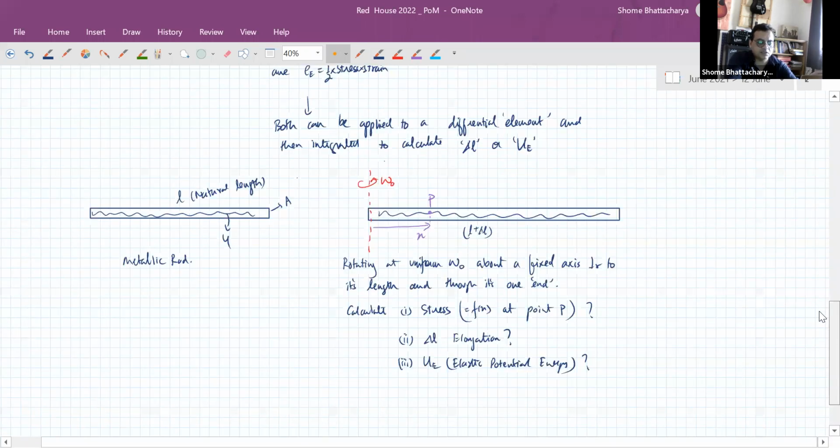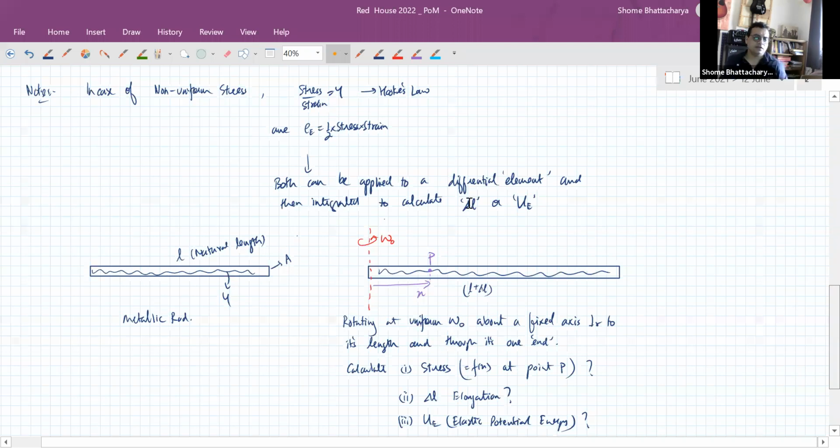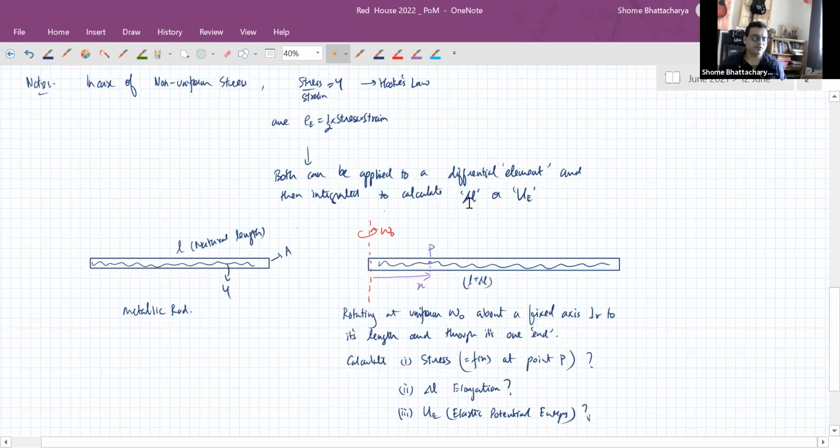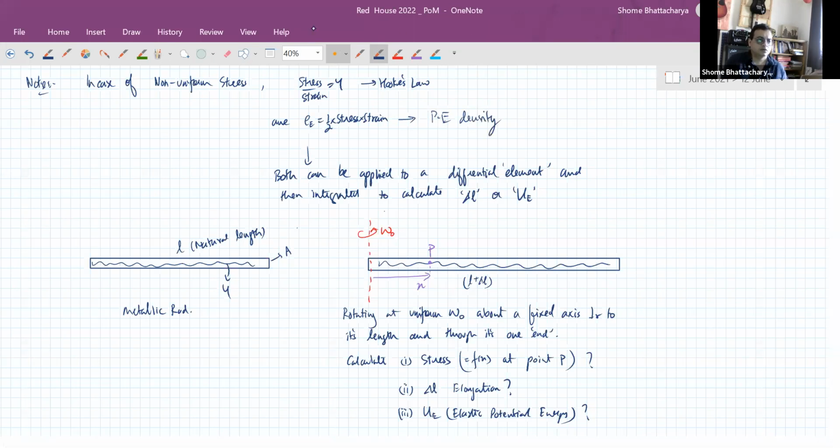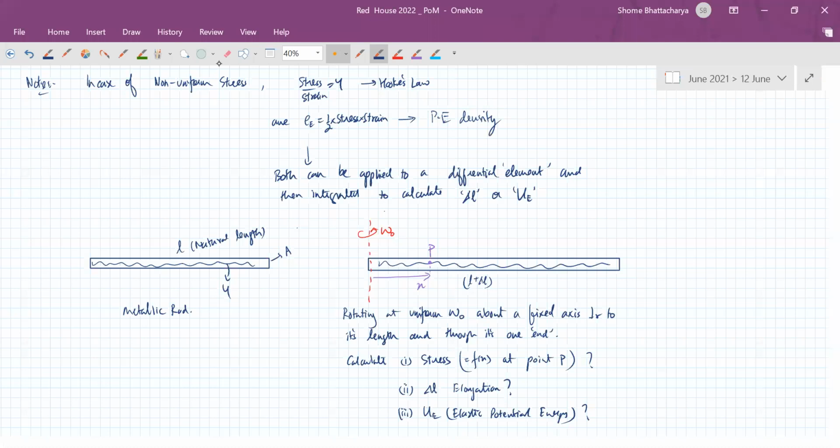So we have to calculate these by using this concept above, that both Hooke's law and the formula of elastic potential energy per unit volume, or energy density formula, can be applied to a differential element of a material when there is non-uniform stress. And then we can integrate that over the entire body or the entire material to calculate the required quantities. So just try this out with it.